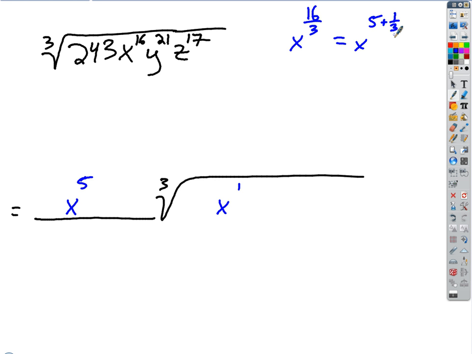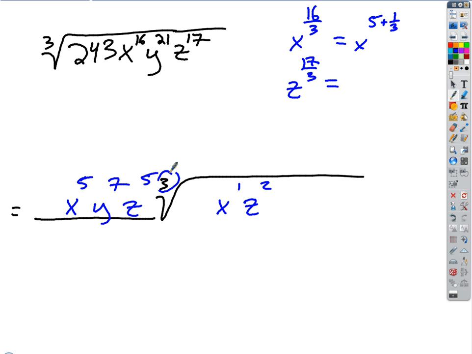Okay, what about the y's? You got a 7 on the outside. I get y to the 21 thirds, which is an integer. That's just a 7. The integers go out, right? Yes. So we get y to the 7th, totally outside. What about the z? You got 5 outside, z squared inside. Z to the 17 thirds is a mixed number. 17 thirds is 5 and 2 thirds. And there's our denominator, there's our 3.